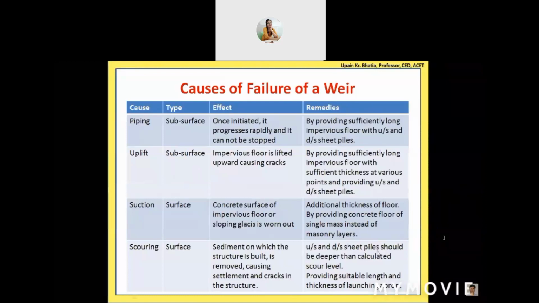So upstream and downstream sheet piles should be deeper than the calculated scour level so that the soil below the structure is not removed. And by providing a suitable length and thickness of the launching apron. We have discussed in the previous slides how the launching apron functions and how it prevents the damage due to scouring. So providing a suitable length and thickness of the launching apron will also help against this scouring phenomenon.